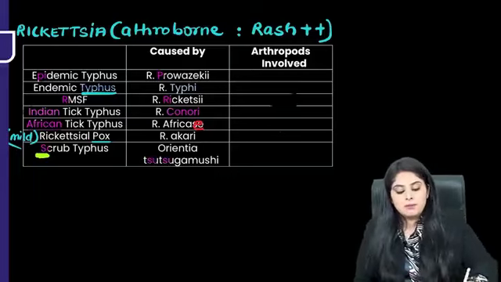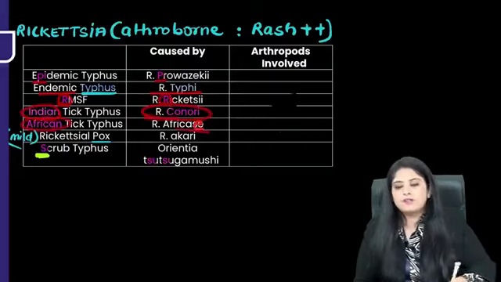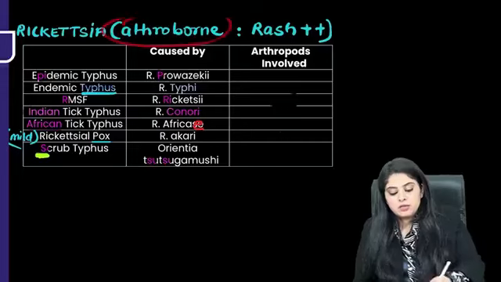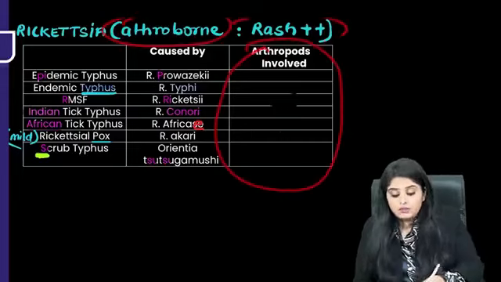Okay, let's go. Epidemic for prowazekii, endemic your own name typhi, Rocky Mountain Spotted Fever for Rickettsia rickettsii, India corona so conorii, Africa of course africae, rickettsial pox by akari and scrub typhus by tsutsugamushi. Are all of them going to have an arthropod? Yes, I'll be telling you. Will all of them have a rash?